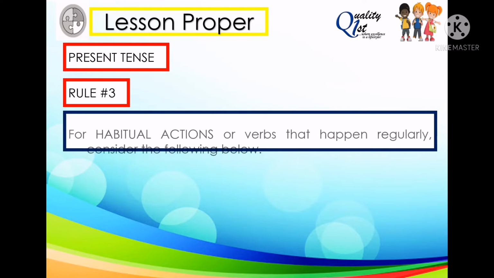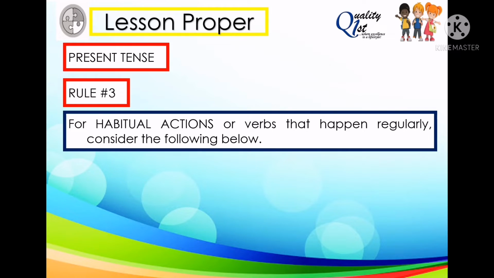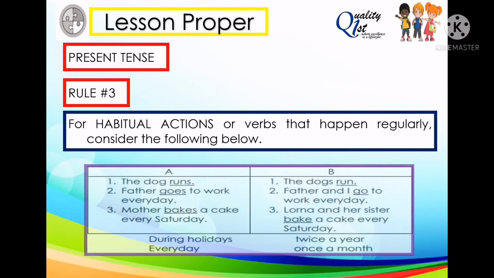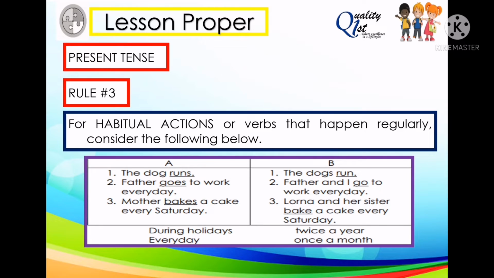Now let's have rule number 3, okay? For habitual actions or verbs that happen regularly, consider the following below. Now, for column A, you have the dog runs, father goes to work every day, and mother bakes a cake every Saturday. For column B, you have the dogs run, father and I go to work every day. Lorna and her sister bake a cake every Saturday.